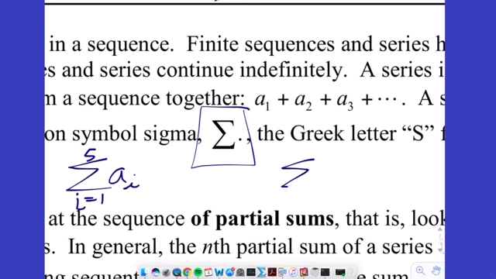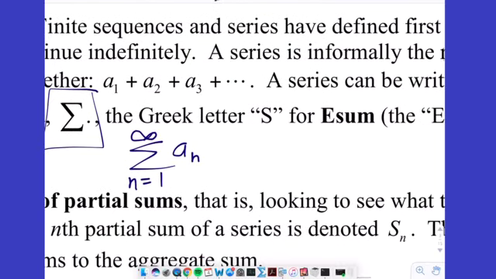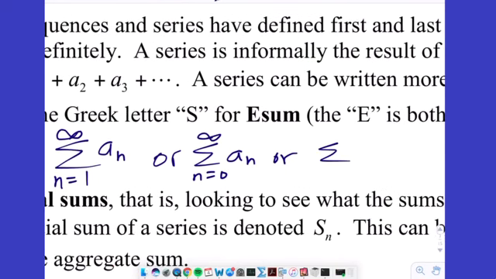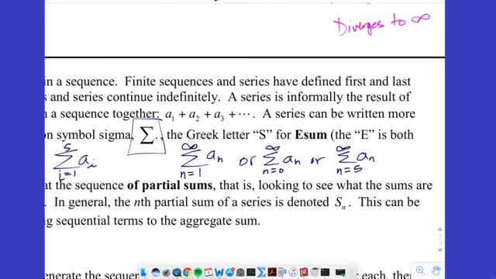Ours typically is going to be like this, though. Sigma from n equals 1 to infinity of some function of n. That's what ours is going to look like, more than likely. Or it might look like this, from n equals 0 to infinity of a sub n. Or it could look like even this, the sum from n equals 5 to infinity of a sub n. So the reason I write it several different ways is, first of all, n is still going to be our variable. Typically, we could switch to any variable that we want.